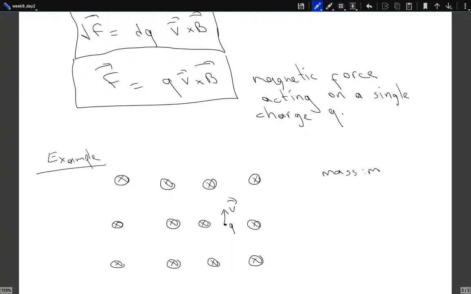So what's the direction of this force? This way. So V, let me see the hands. Your forefingers in the direction of V, the first vector. Rotate your hand so that your palm points in the direction of the magnetic field, and so this is the force.